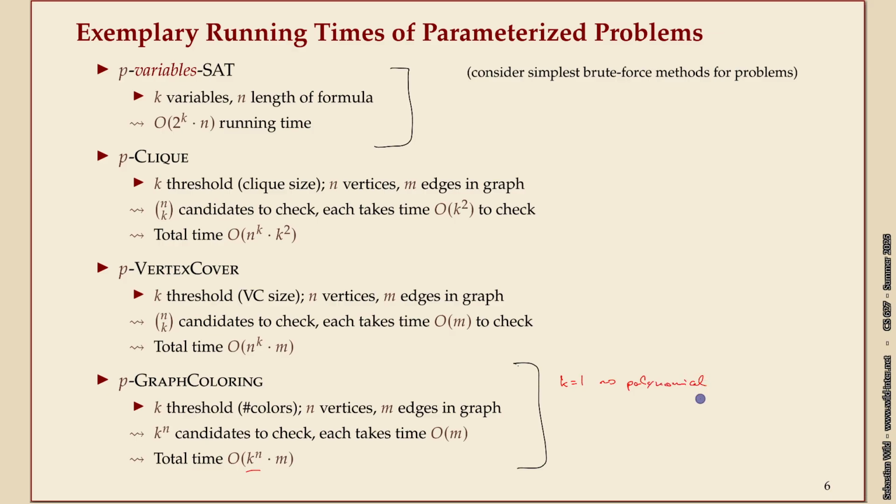Even for k equals 2, that time would be exponential. Now the question whether a graph is 2-colorable is actually in poly time, because that's the question whether the graph is bipartite. But that's a different story. And indeed, we know for k equals 3, the problem is NP-hard. So really here we can't hope for much.